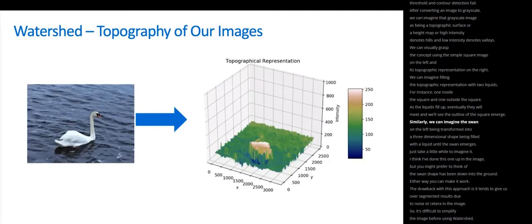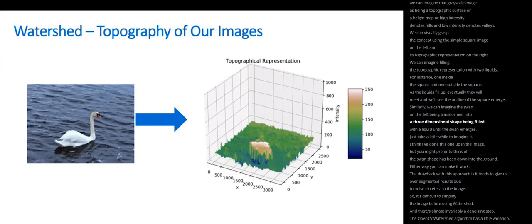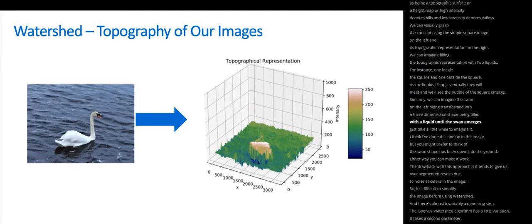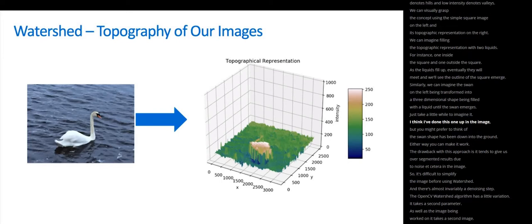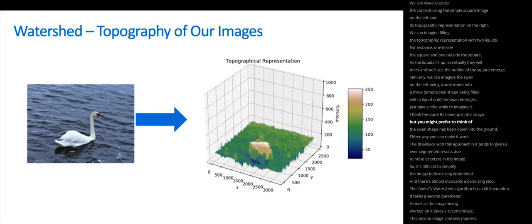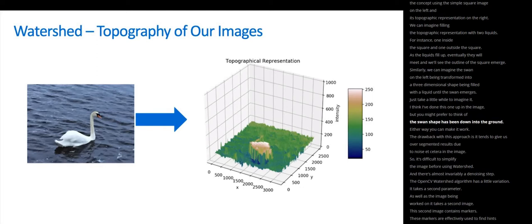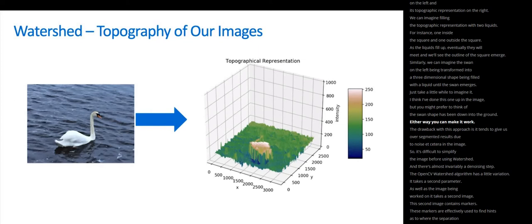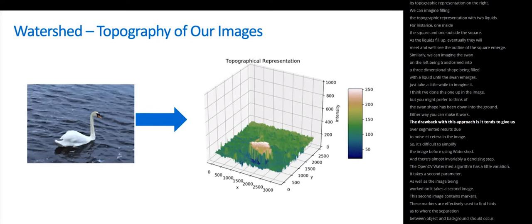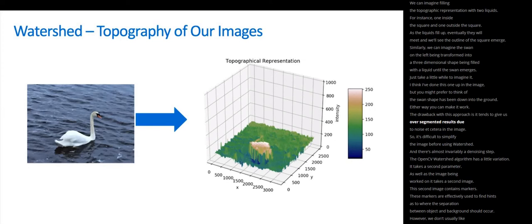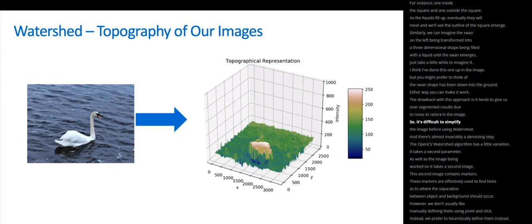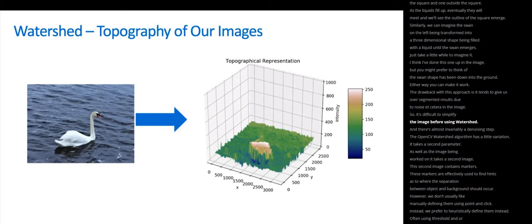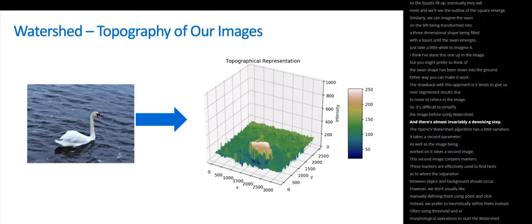Similarly, we can imagine the swan on the left being transformed into a three-dimensional shape, being filled with a liquid until the swan emerges. Just take a little while to imagine it. I think I've drawn the swan up in the image, but you might prefer to think of the swan shape as being down into the ground. Either way, you can make it work. The drawback with this approach is it tends to give us over-segmented results due to noise, etc. in the image. So it's typical to simplify the image before using watershed, and there's almost invariably a denoising step.